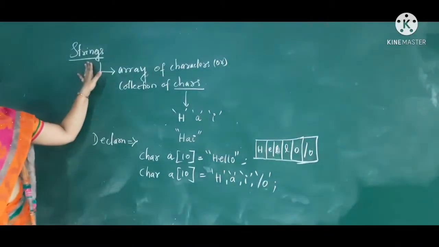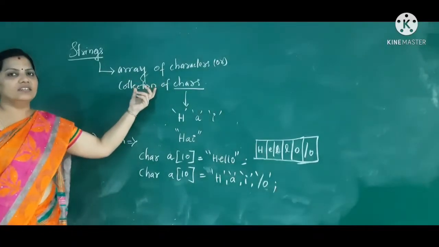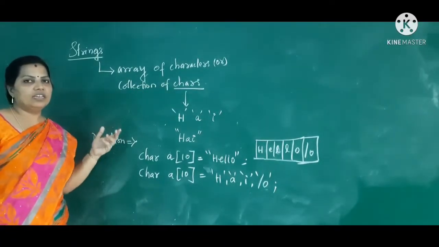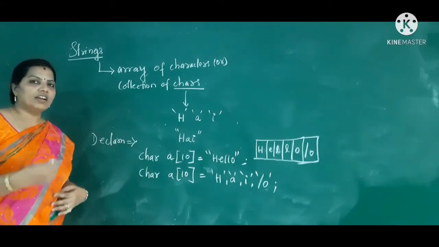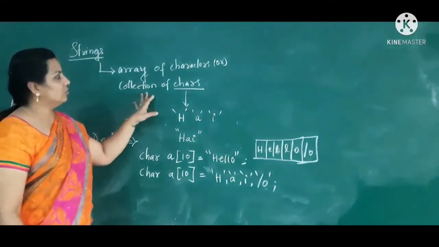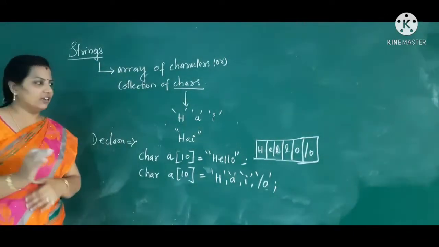Introduction about strings. Strings are nothing but an array of characters, or a collection of characters. You have defined so many data types like integers and characters. Those characters can be defined as a collection of characters, and you name it a string. So strings are nothing but a sequence of characters, right?